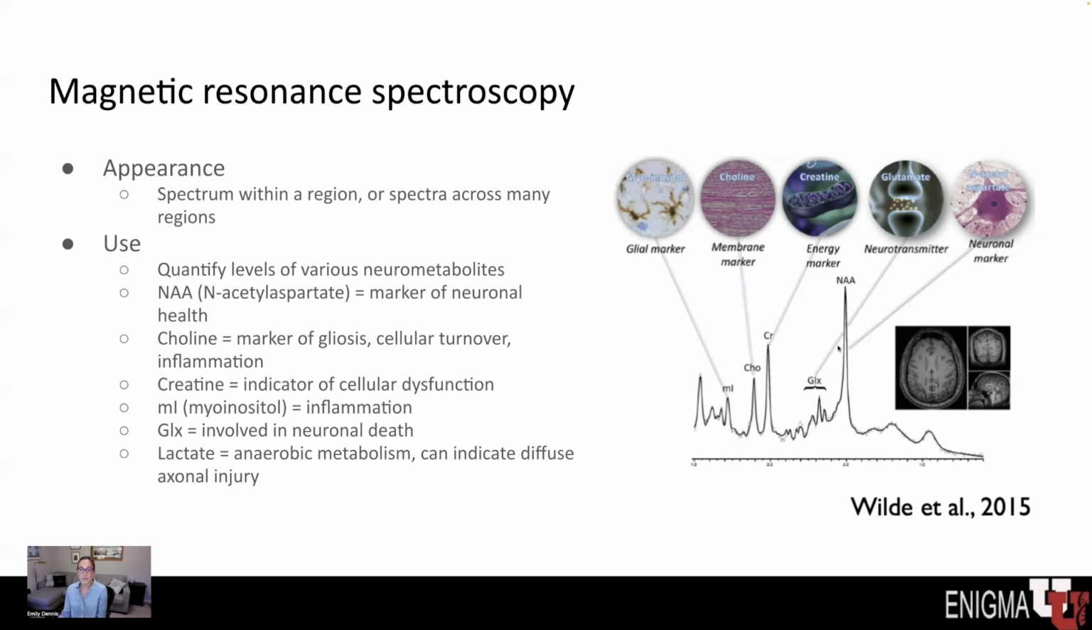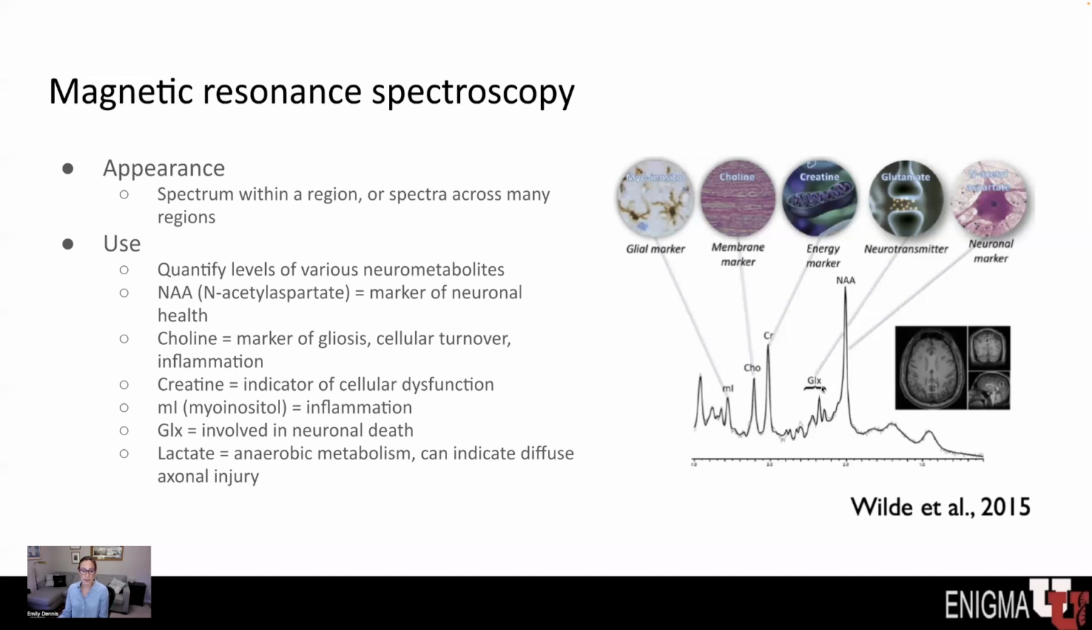So from this spectrum here, some of the peaks that we can look at are NAA, N-acetyl aspartate, which is a marker of neuronal health. Choline, which is a membrane marker. It's a marker of gliosis, which is like scars in the brain, cellular turnover, and inflammation. Creatine is an energy marker, so if this is low, that can be an indicator of cellular dysfunction. Myoinositol is a glial marker. These are the cells that respond in inflammation, and so higher myoinositol can be an indicator of inflammation in the brain. The glutamate-glutamine ratio, this can be an indicator of neuronal death.